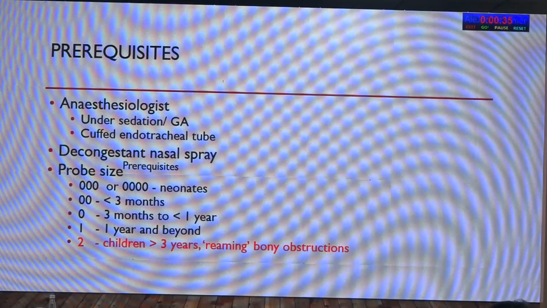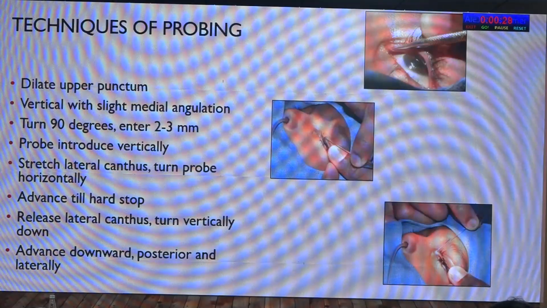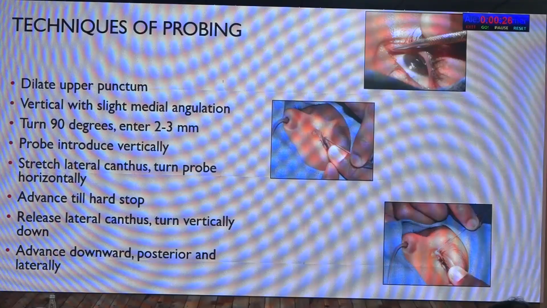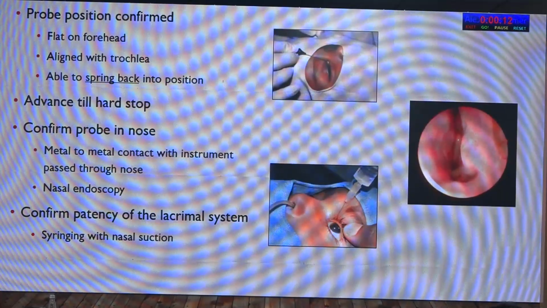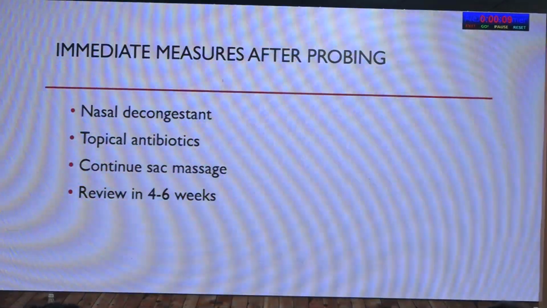Prerequisites: inform the anesthesiologist, decongestant nasal spray, probing, endoscope, as my previous speaker already mentioned. Those are the steps in probing. Then we can aspirate after that with another device. It is always general anesthesia, no ketamine, nothing. Then with the endoscope you can view and do the probing.